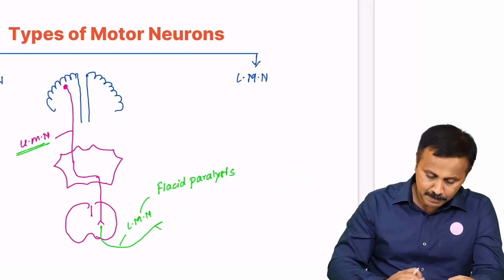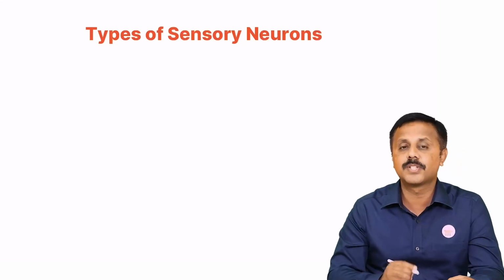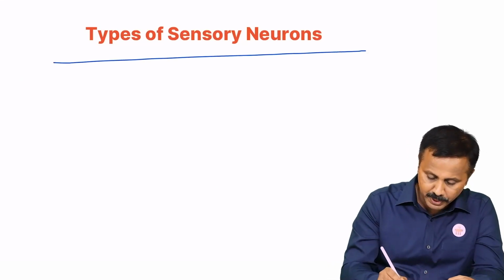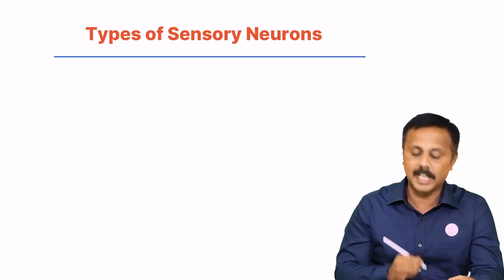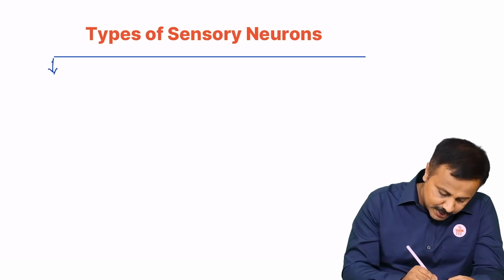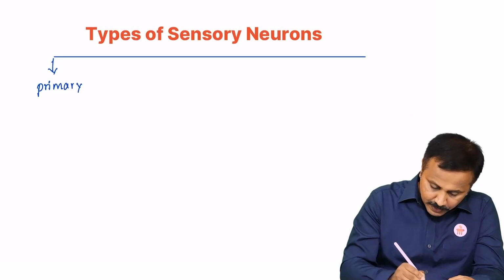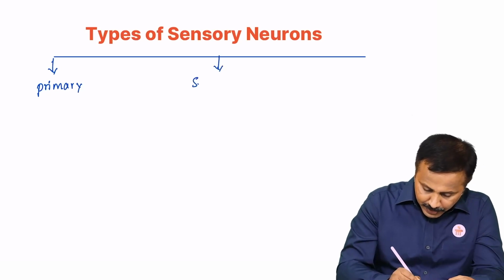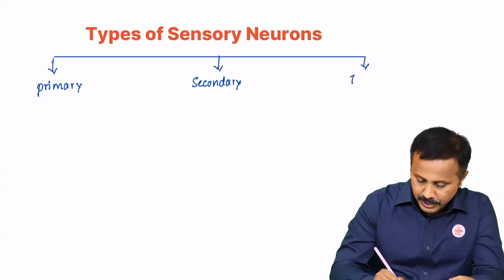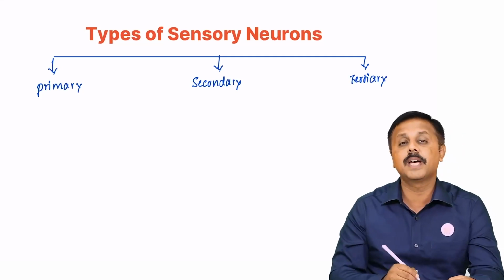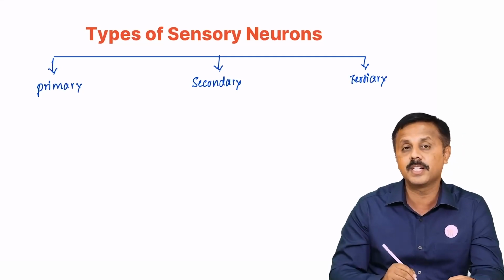Right. Similar to this, when we talk about sensory neurons, even sensory neurons are broadly grouped into three distinct types. Now, what are they? These are divided into primary, right? Then we have secondary, and tertiary sensory neurons. Now, let's try to understand what exactly we mean by primary, secondary, and tertiary order neurons.